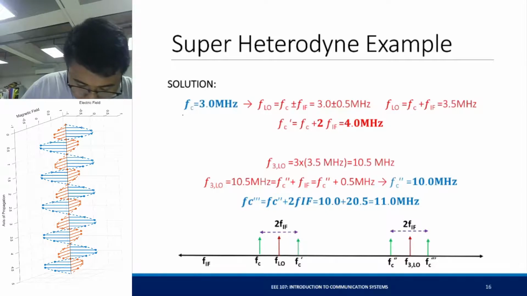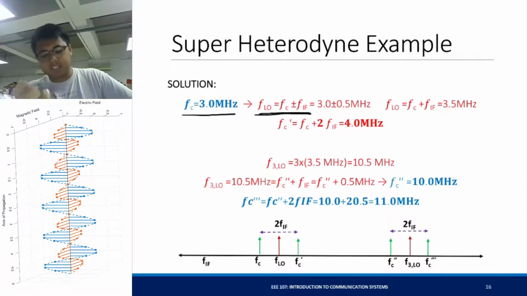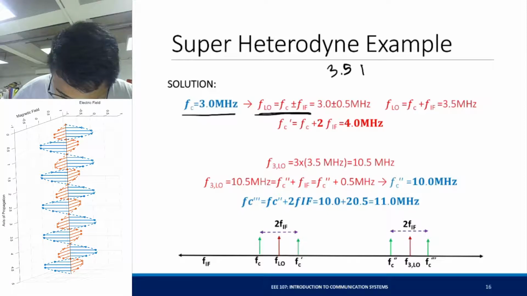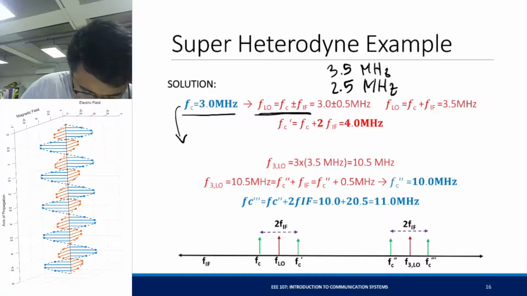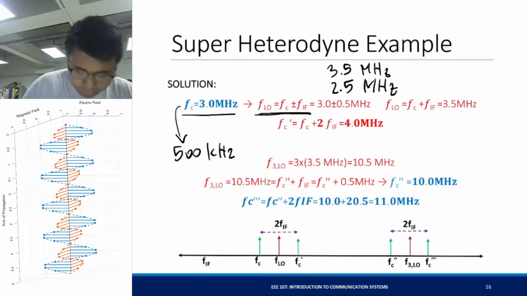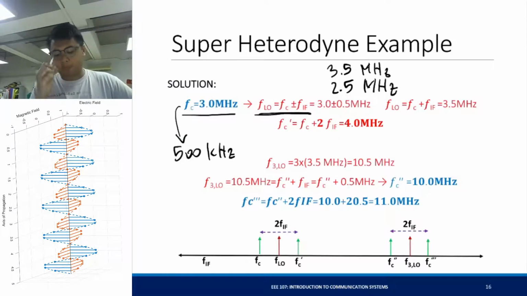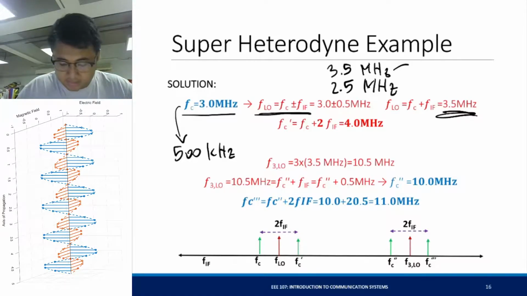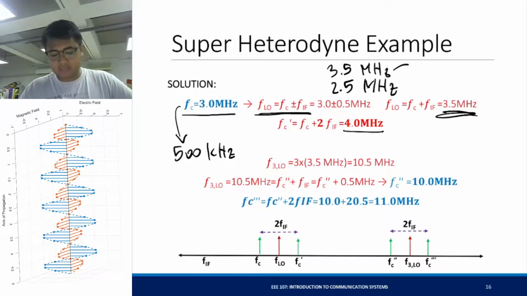The carrier frequency is 3 megahertz. So we plug that into this equation, the relationship between the local oscillator frequency, carrier frequency, and the intermediate frequency. So to get the local oscillator frequency, we can use either a 3.5 megahertz or a 2.5 megahertz local oscillator frequency so that we can down convert this to 500 kilohertz. However, there's a restriction here where FLO can only operate from 3.5 to 4 megahertz. Therefore, we choose the one that we can operate in. That's 3.5 megahertz. And the image frequency is around 4 megahertz.